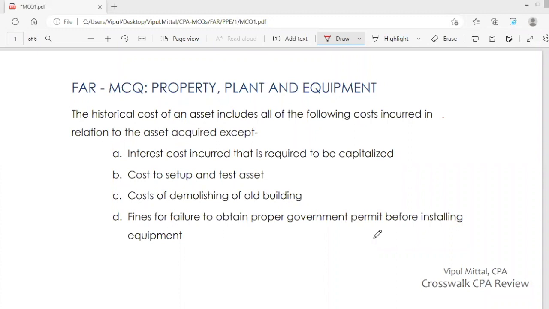Hi and welcome. Let's discuss a multiple choice question on property, plant, and equipment. The historical cost of an asset includes all of the following costs incurred in relation to the asset acquired, except what?